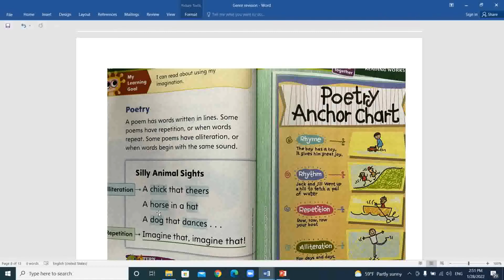Okay, so a poem is a writing. Okay, it's written in lines, not in sentences. They have rhyming words. They have rhythm. Sometimes you'll find repetition, words that are repeated, and sometimes you'll find alliteration, words that begin with the same beginning sound. So rhyme and alliteration are different. Rhyming words have the same ending sound. Alliteration has the same beginning sound.